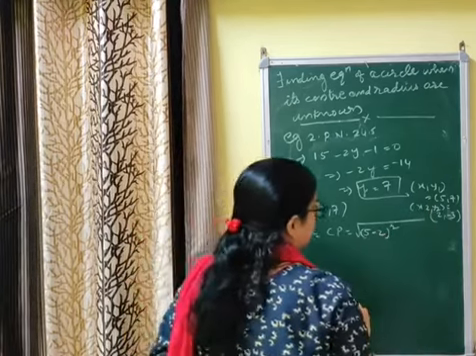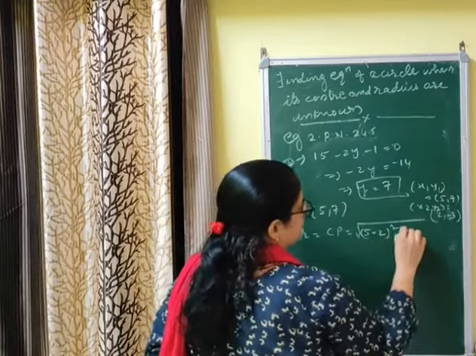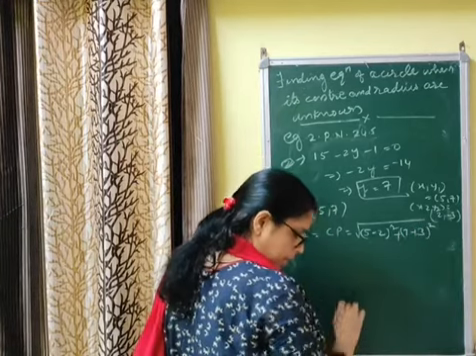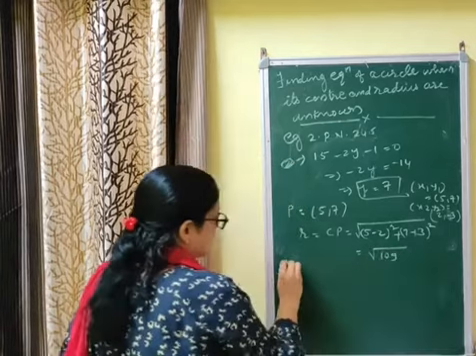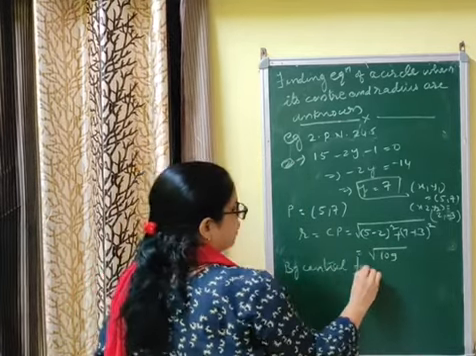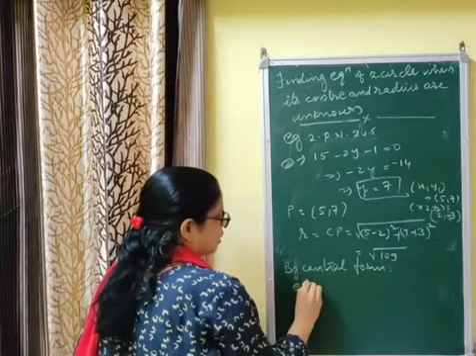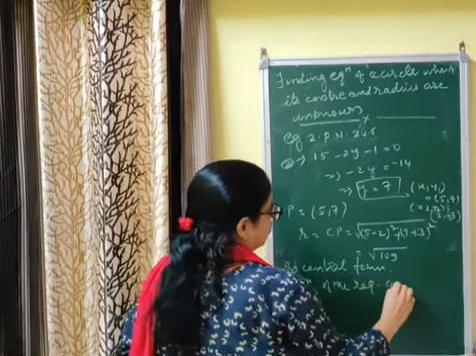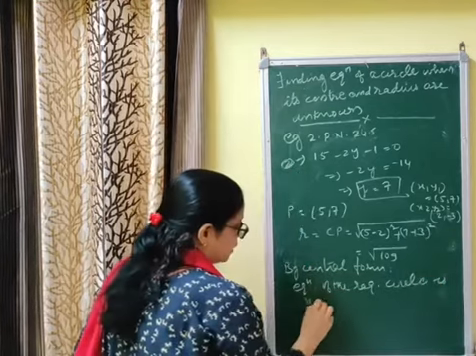By using the distance formula, we are finding the radius: 5 minus 2 whole square plus 7 plus 3 whole square. If you do it, you get 109. Now by the central form of the equation of a circle, the equation of the required circle is, it is better to write the formula than replace the values.